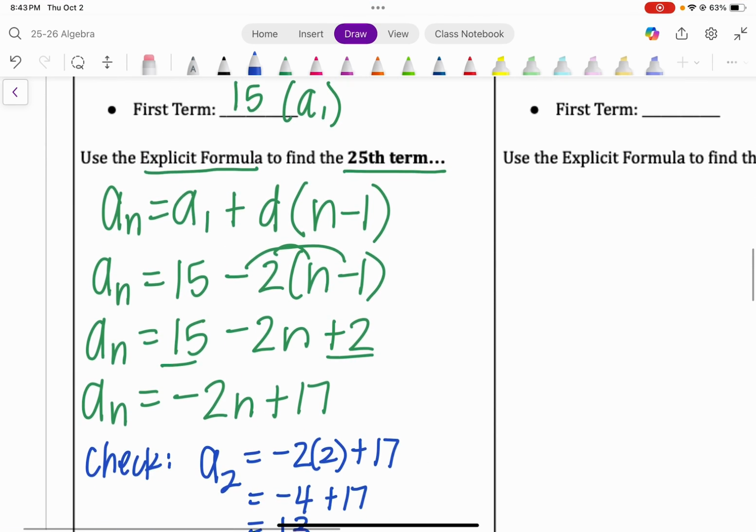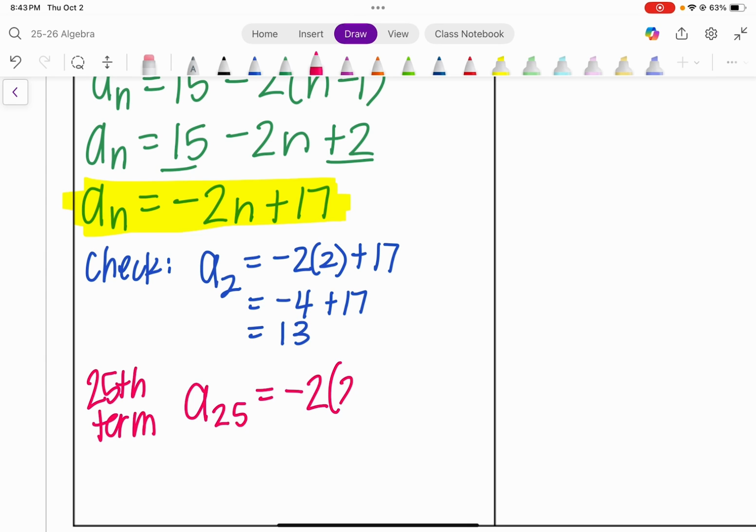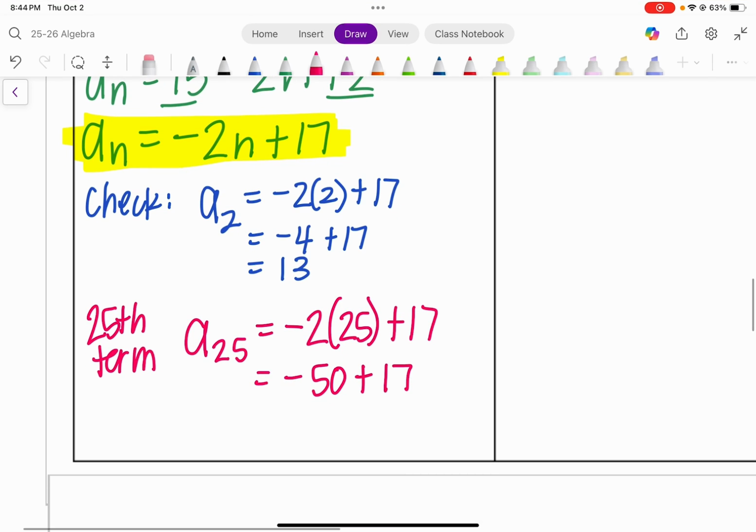So now we're going to check the 25th term. So we're going to use this formula we wrote and say a of 25. So the 25th term would be negative 2 times 25 plus 17. So negative 50 plus 17, a of 25 would equal negative 33.